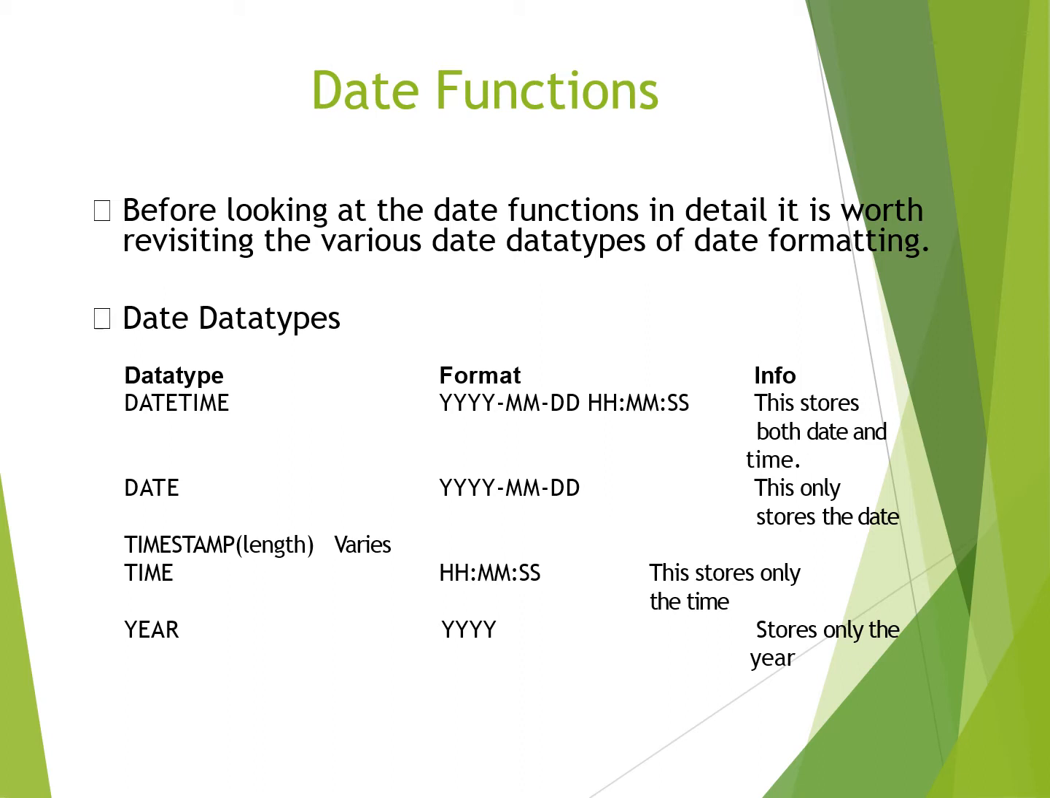Date data types are data type format information. Datetime is equal to this format which is shown on the screen, and date gives only year, month, and date. This only stores the date. The year stores only the year.